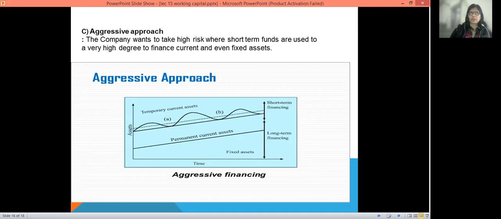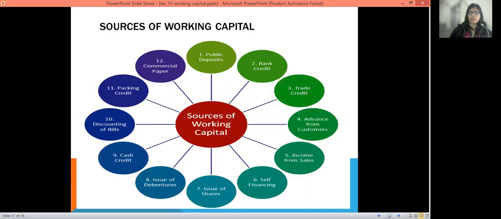And these are the different sources of working capital. We can arrange working capital funds from public deposits, bank credit, trade credit, advances from customers, income from sales, self-financing, issue of shares, issue of debentures, cash credit, discounting of bills, packing credit, and commercial paper. These are the common sources through which we arrange the funds. It depends upon the nature of the business which source is best, because there are so many sources of financing working capital.